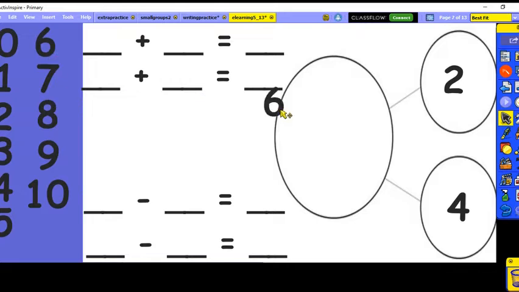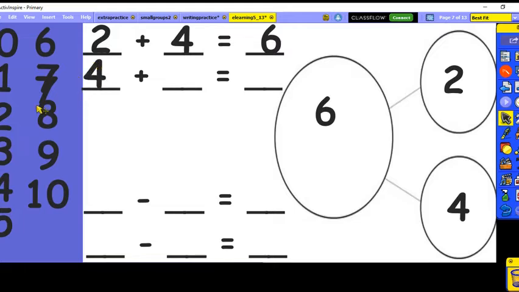So here we go, ready to do our addition and subtraction sentence. One part plus one part equals the whole. So 2 plus 4 equals 6. And then the related fact: just change the order of the addends. 4 plus 2 equals 6. Now for our subtraction problems, we're starting with the biggest number.